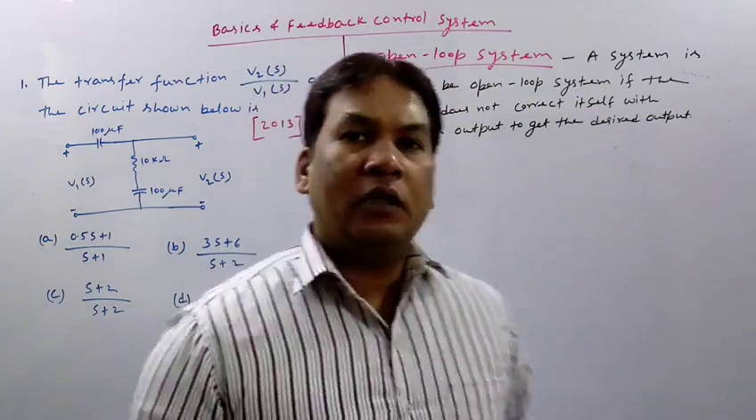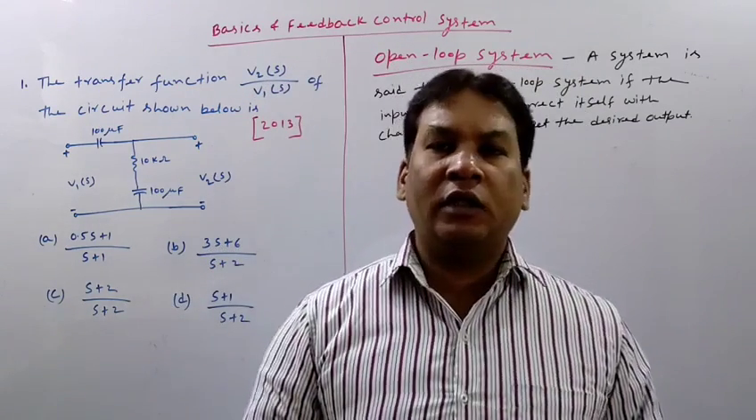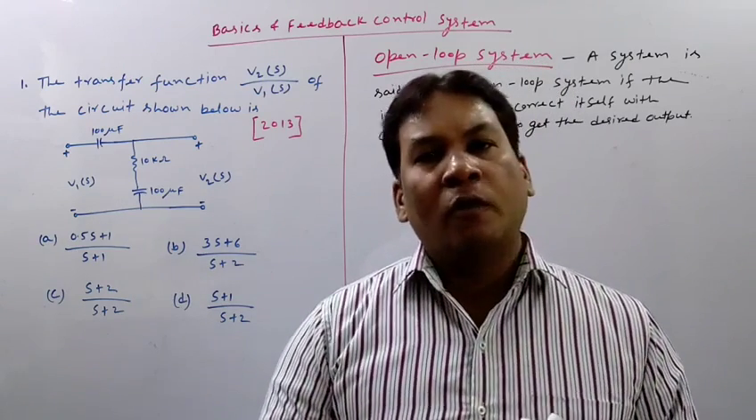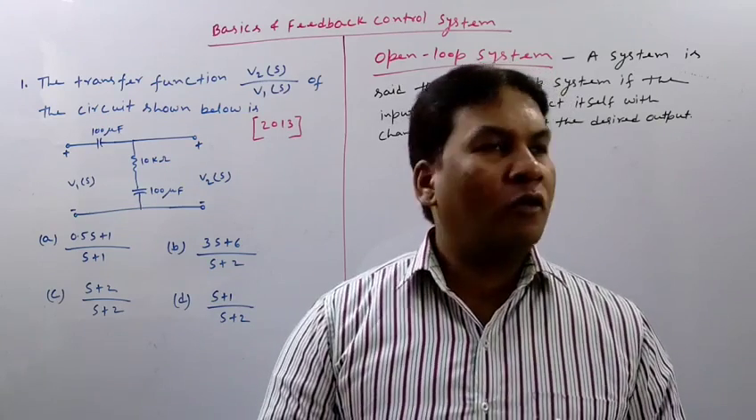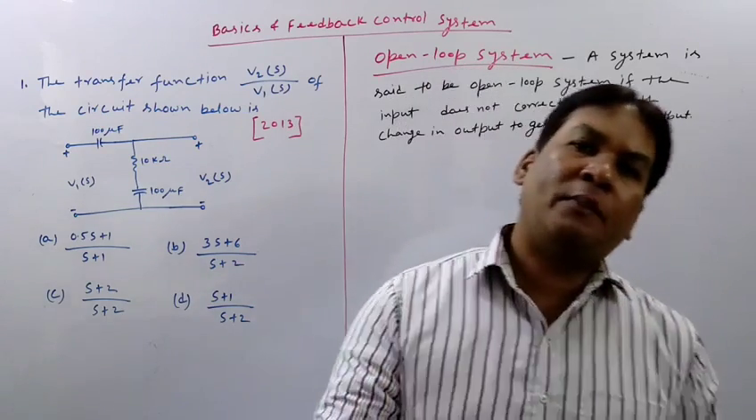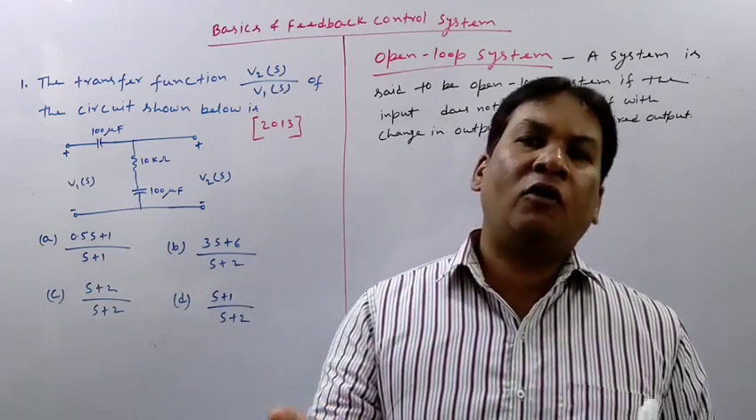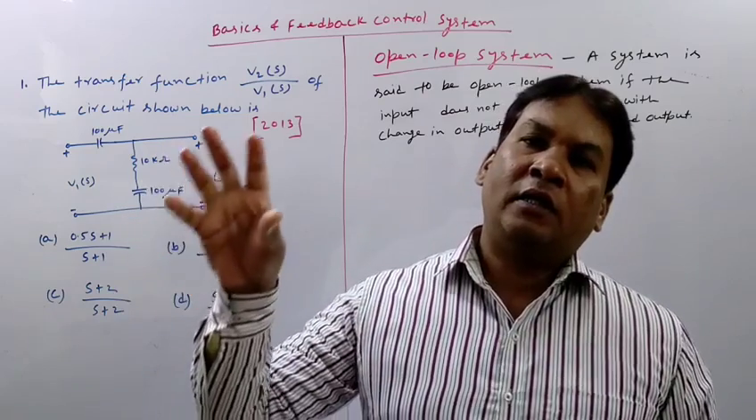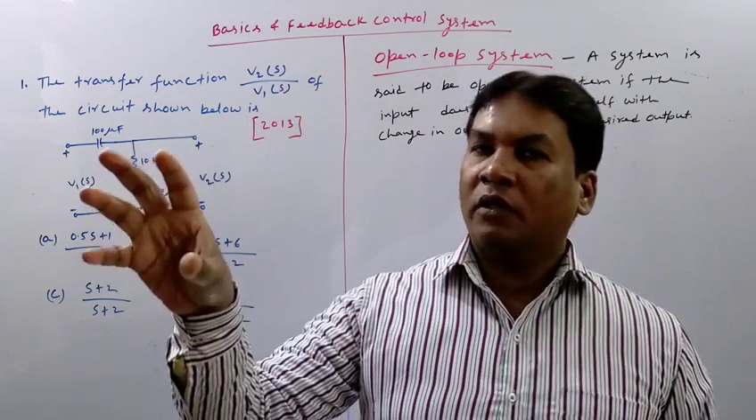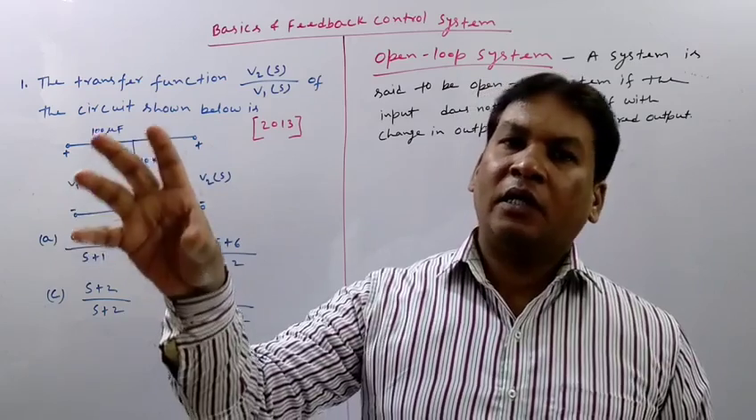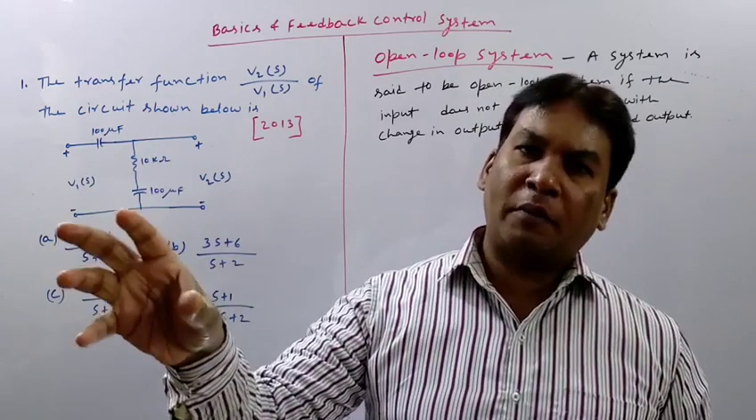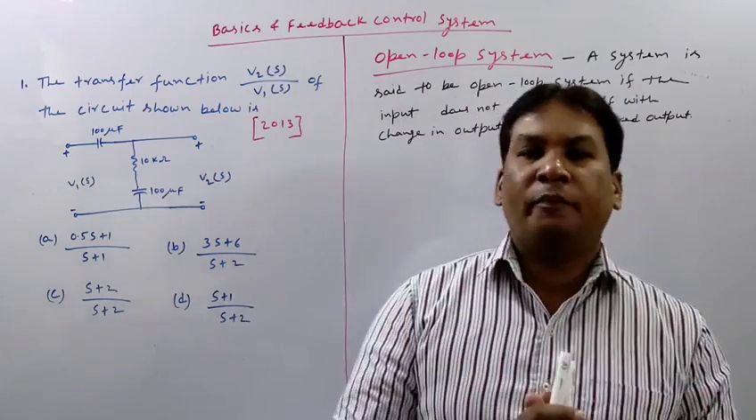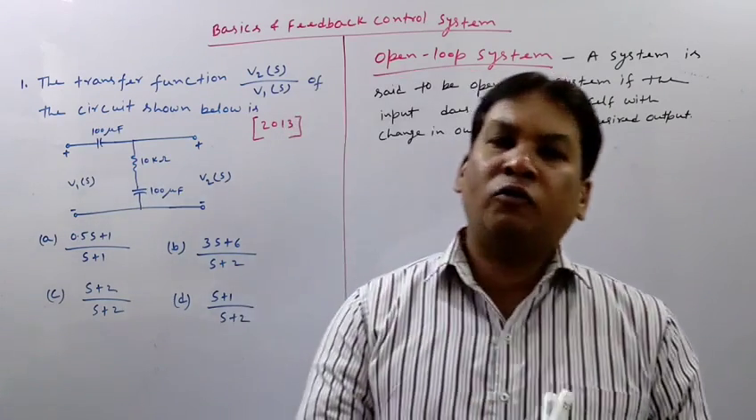Similarly, at most of the places in India, the traffic light is also an open loop system, because it is programmed. It is already running on a pre-programmed interval. Suppose the green light will glow for some specified time, then the yellow light will glow for some specified time, and similarly the red light will glow for a specified time. It will not change according to the output.